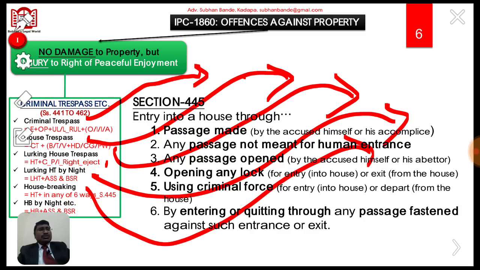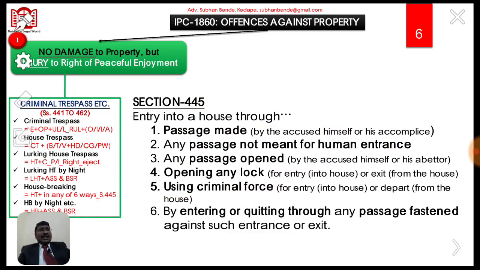In housebreaking, there is no damage, or there is some nominal damage to the property. In case of passage made by the accused or some other person, if he removes any passage fastened against such entrance or exit, or if he breaks the lock, in such cases just some nominal damage is caused, but it is not the entire damage, the entire destruction of the property. It is just a nominal damage to the property.